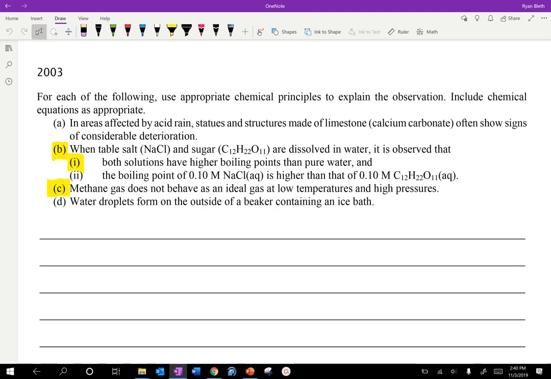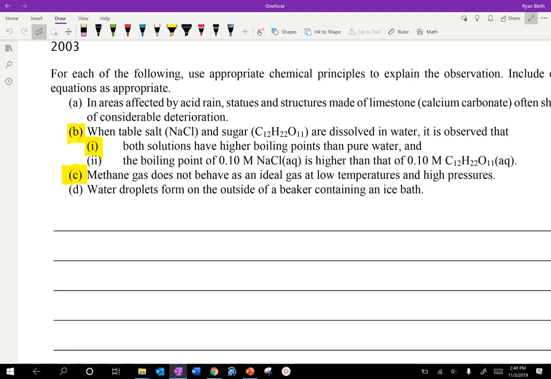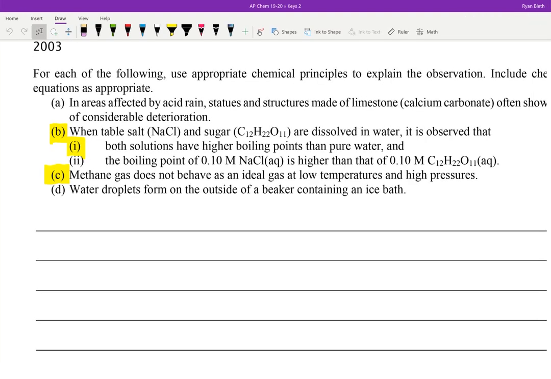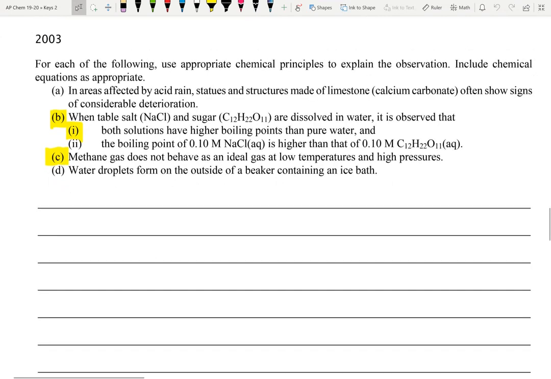So on B1, it mentions that table salt and sugar, when dissolved in water, increase the boiling point over pure water. In other words, pure water, hopefully you know, boils at 100 degrees Celsius, and when we add salt or sugar to water, it'll boil at a higher temperature. So this question is sort of asking why. In terms of intermolecular forces and chemical principles, what's causing the boiling point change when salt and sugar are added? That's basically what it's getting at.